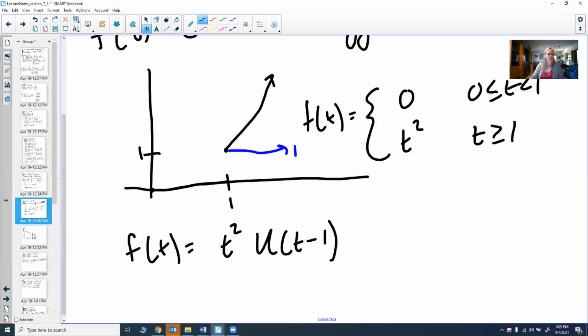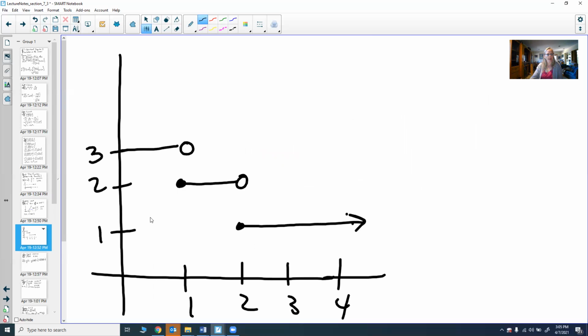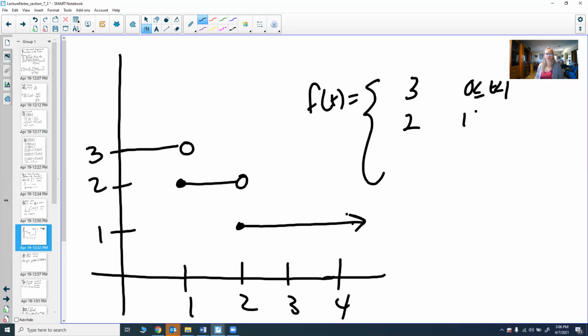All right, let's try another one. Let's say we have a graph now. We want to write this in the Heaviside notation. We want to write what this function is. Again, we can write this as a piecewise function. It would be the number 3 when we're between 0 and 1, and then the number 2 when we're between 1 and 2, and then the number 1 when we're greater than 2. So this is what it would look like.